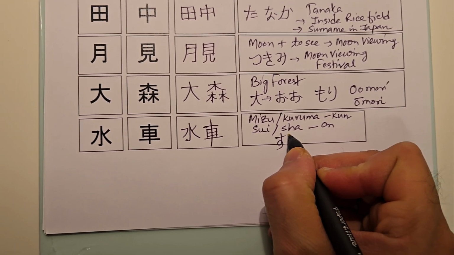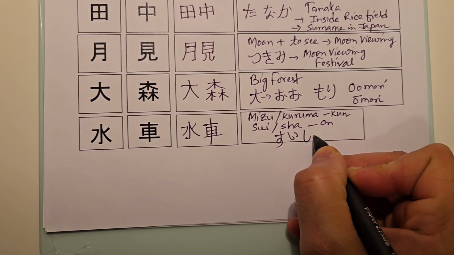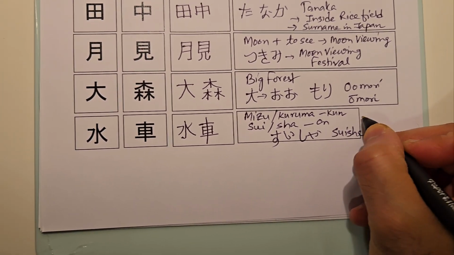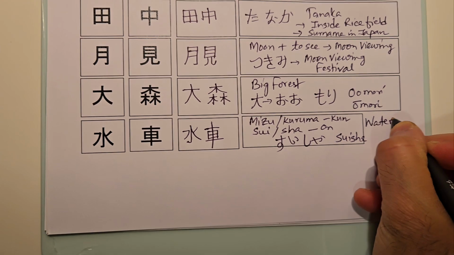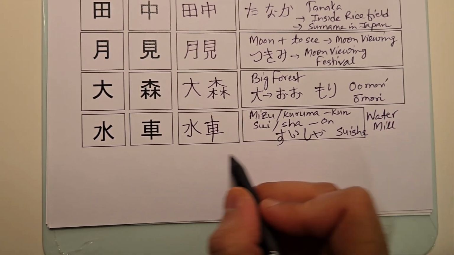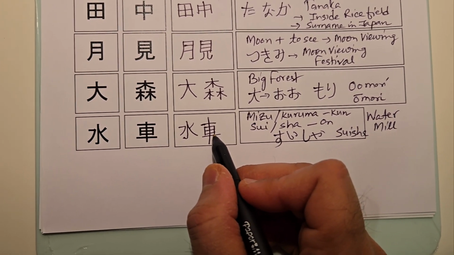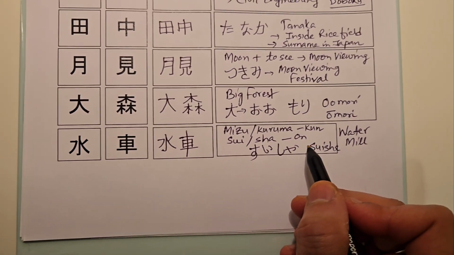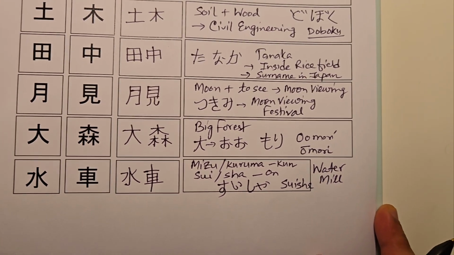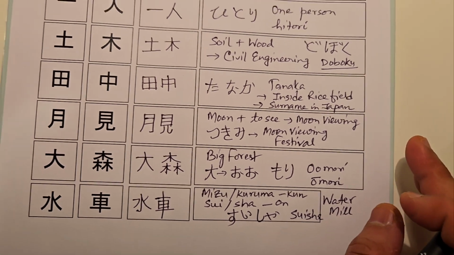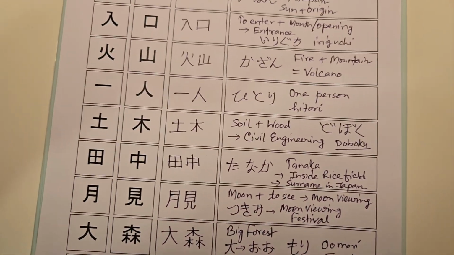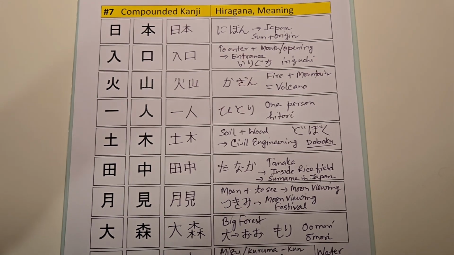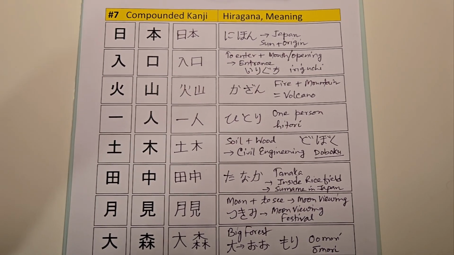Sui and sha. Suisha, which means water mill. Sha is for vehicle or car, and sui is for water. So that means this is a water mill, a mill which is run through water. In this way, these are the very common compounded kanji characters which we practiced today using these radicals and very basic kanji characters.